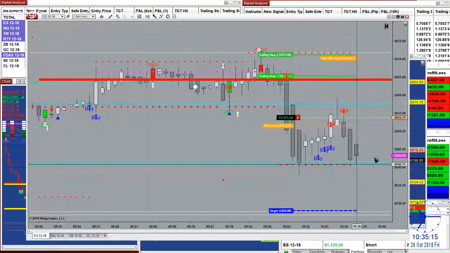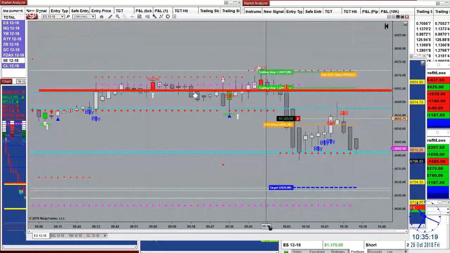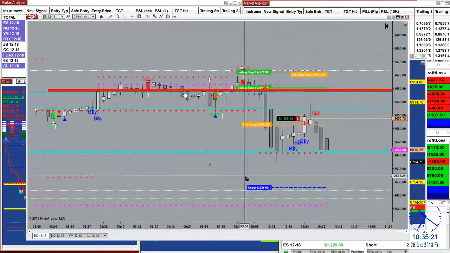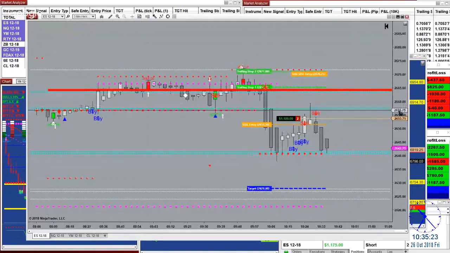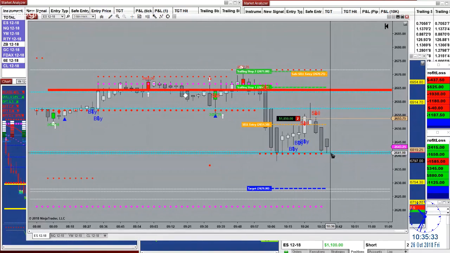Let's try it one more time. Let's see. We need the sellers to push this market down. And if there is no sellers, we're going to stay here, folks. And God help us, this is going to bring a lot of chop in the market. So let's see. Right in line.